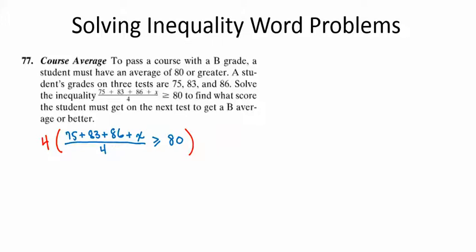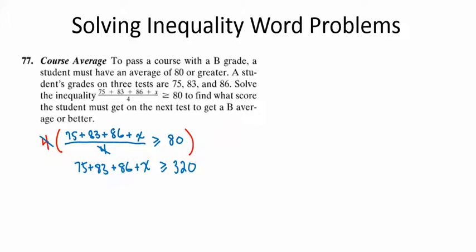When we do, we're going to cancel the 4's on the left, and we'll get 75 + 83 + 86 + x is greater than or equal to, not 80, but 4 times 80, which is 320. So basically what that's saying is that in order for the student to have a B average for the course, the sum of all of their test scores has to be greater than or equal to 320. Now you could have added the 3 scores first and then multiplied both sides by 4. That would have been okay also.